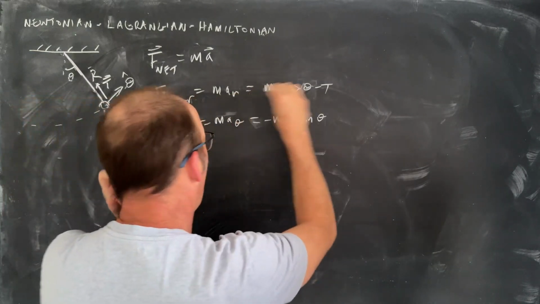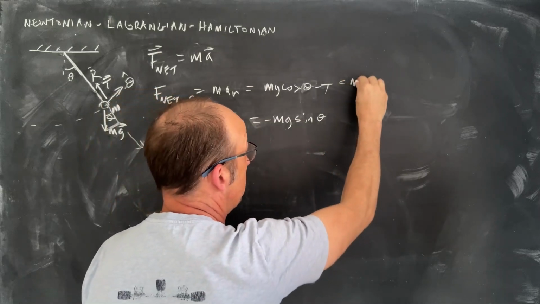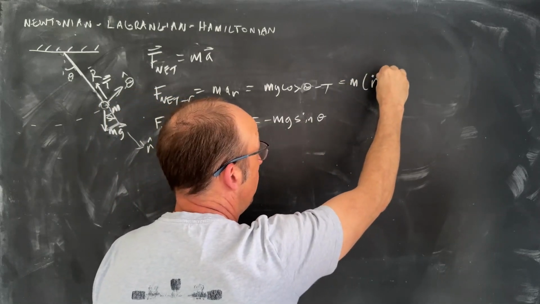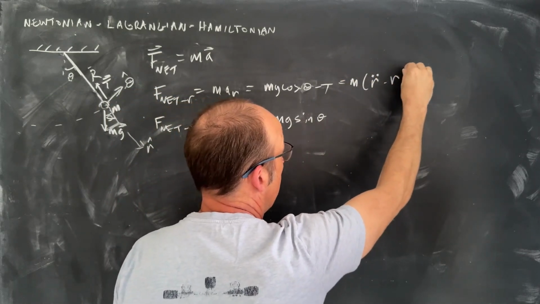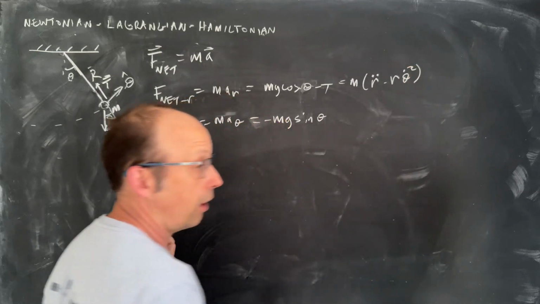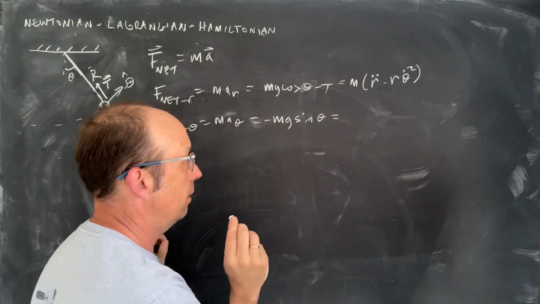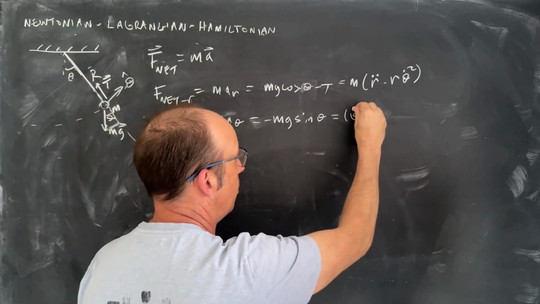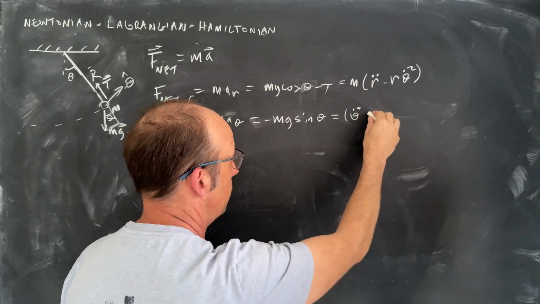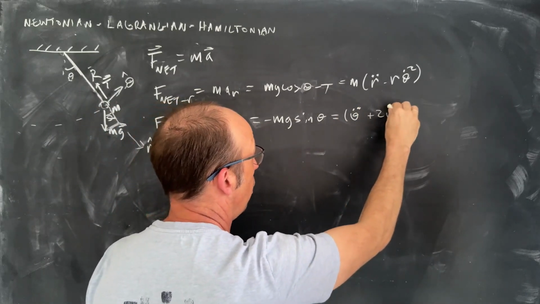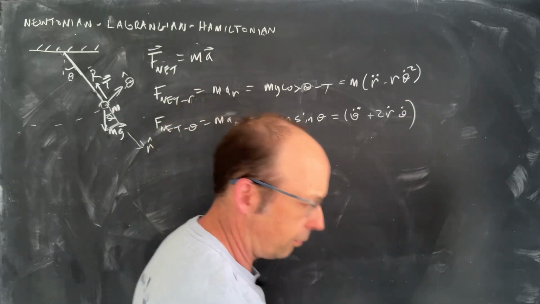So here in the r hat direction, I get mass times r double dot minus r theta dot squared. That's the r hat acceleration. And then in the theta hat direction, I get r theta double dot plus 2 r dot theta dot. That's right. I always forget that.